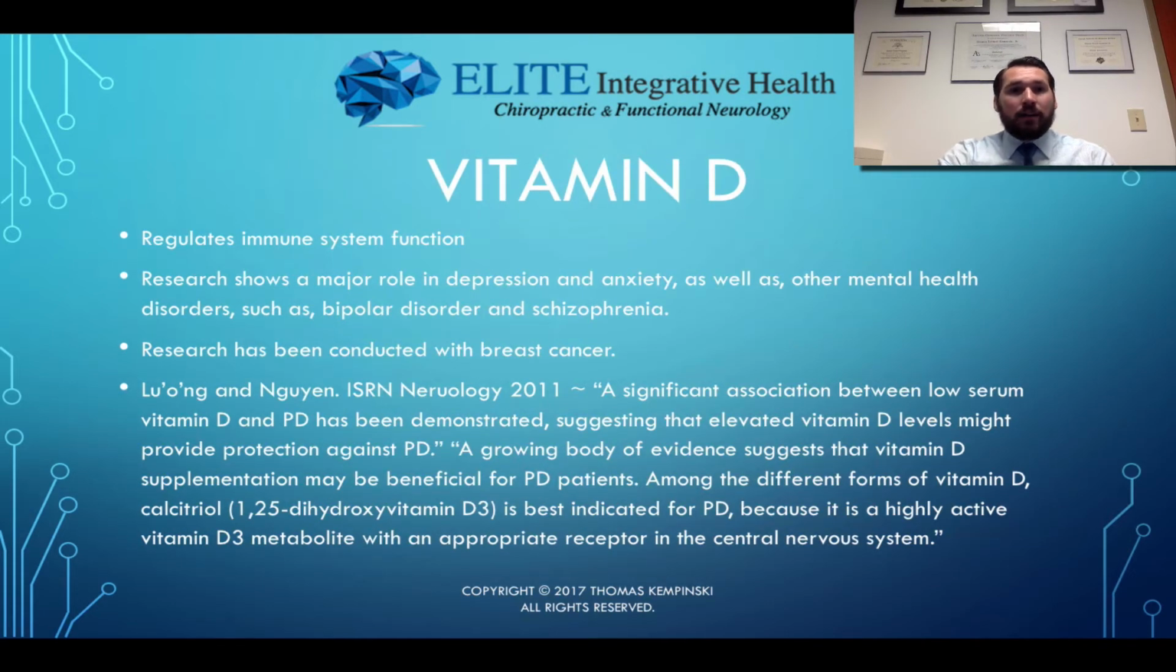Vitamin D. Again, we just talked about some of this here. I put another article here. Feel free to go through that. This one showed that there's a significant association between low serum vitamin D and Parkinson's disease, suggesting that elevated vitamin D levels might provide protection against Parkinson's disease. And here's the interesting point. How many of you have been checked for vitamin D? If you haven't, you need to find somebody that will check it for you, because it's important.